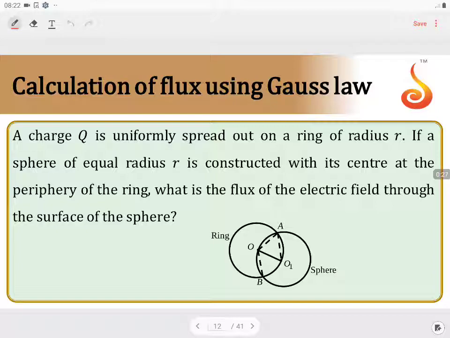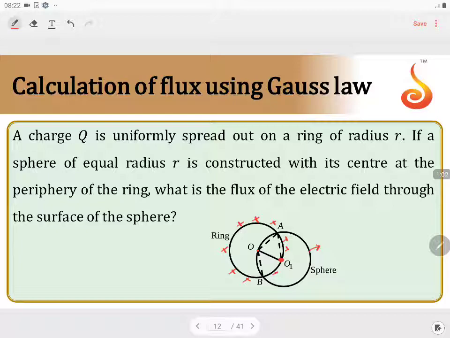So here, this is the ring. On this ring, we have charge distributed uniformly. Now, this is the Gaussian surface, the Gaussian sphere. We have constructed a Gaussian sphere so that the center of this Gaussian sphere will be on the rim of the ring. So this is the center of the Gaussian sphere.